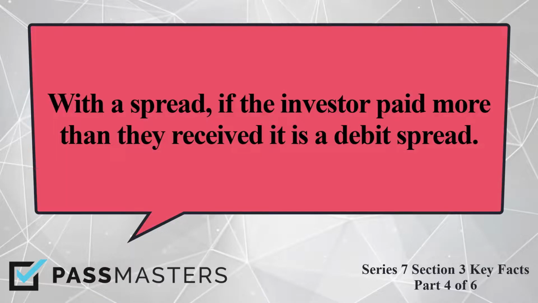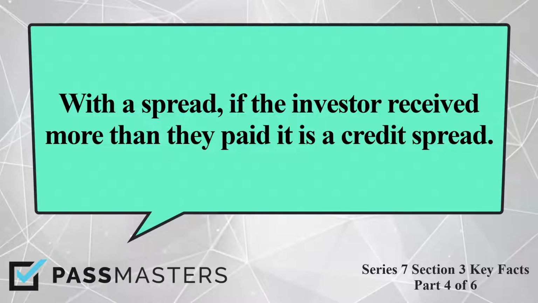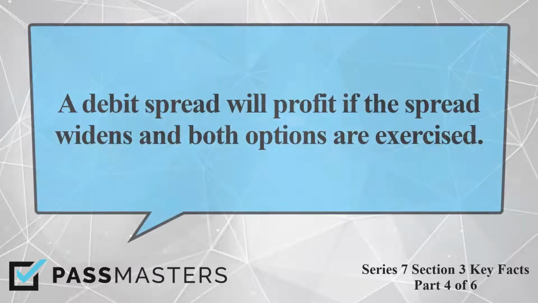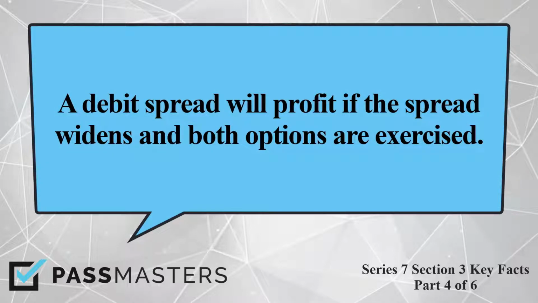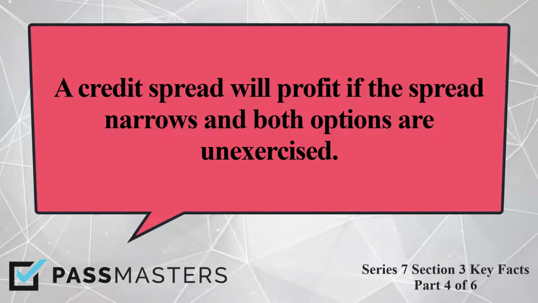With a spread, if the investor paid more than they received, it is a debit spread. With a spread, if the investor received more than they paid, it is a credit spread. A debit spread will profit if the spread widens and both options are exercised. A credit spread will profit if the spread narrows and both options are unexercised.